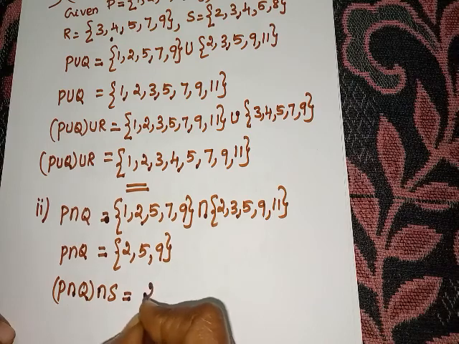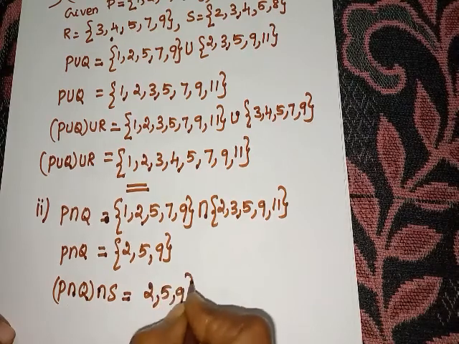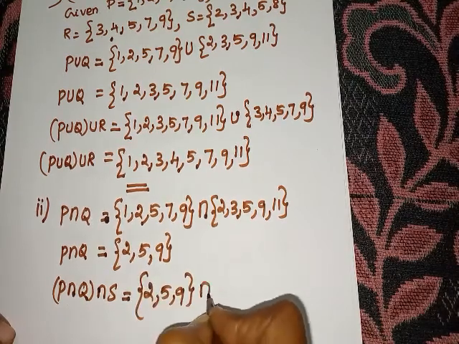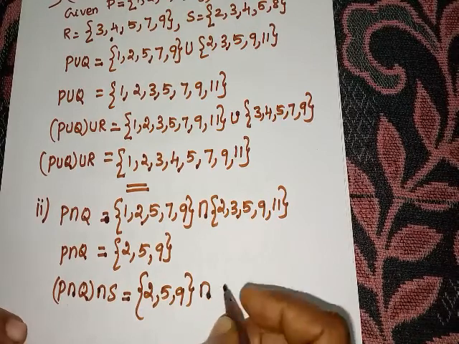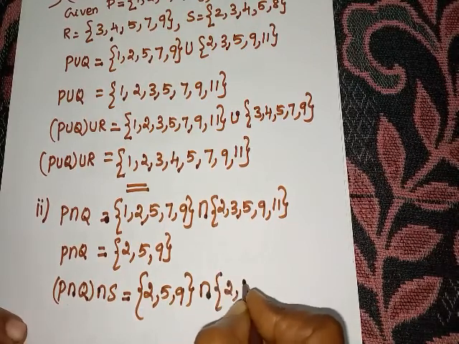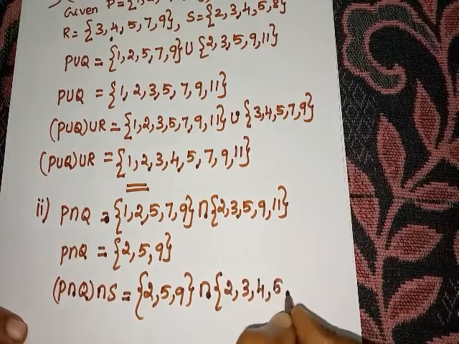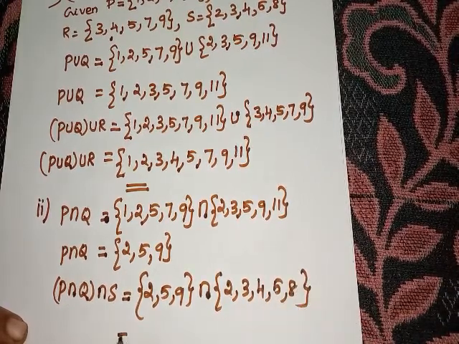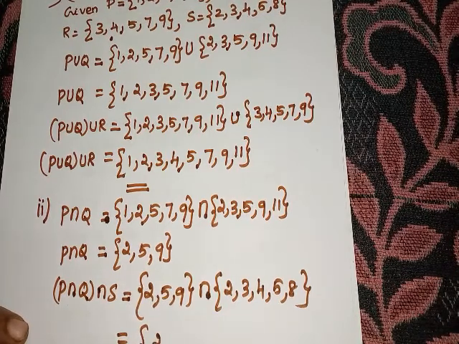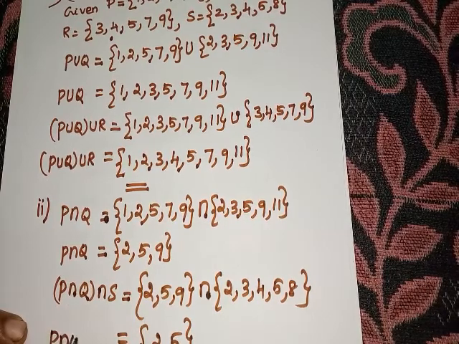Let's write that one. {2, 5, 9} intersection the S set. What is the S set we have? {2, 3, 4, 5, 8}. Okay. Now which are the common elements here? For these both sets we have to write the common elements, that is 2, 5. Okay, here it is P intersection Q intersection S. Okay, understood?